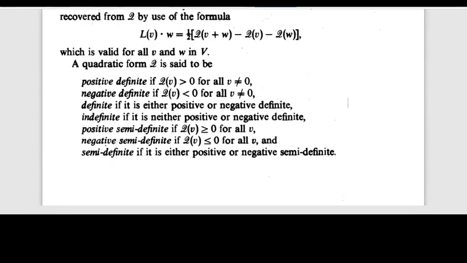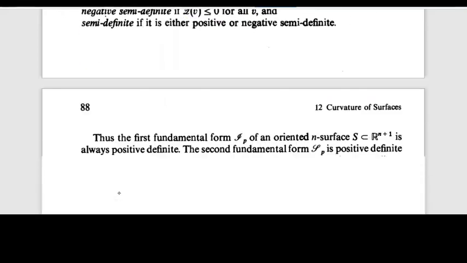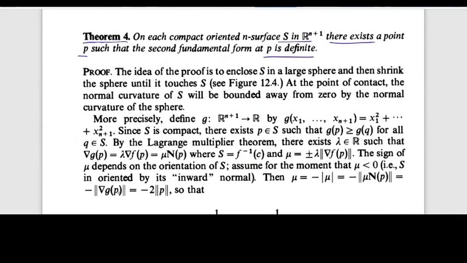A quadratic form, script L, is said to be definite if it is either positive or negative definite. Positive definite means this is greater than 0 for all v not equal to 0. Negative definite means script L of v is less than 0 for all v not equal to 0. So definite means it is either positive or negative definite. Okay, so, proof of the theorem.